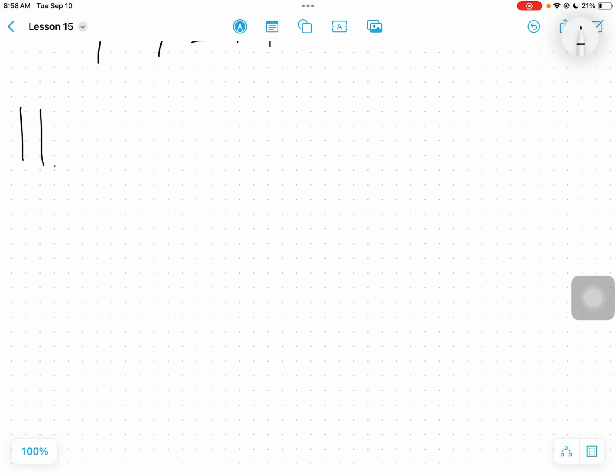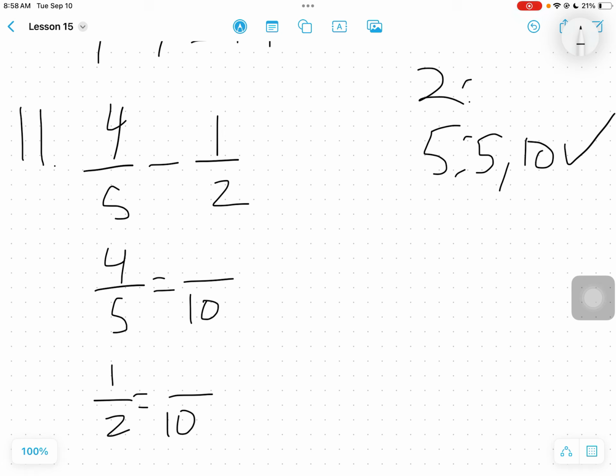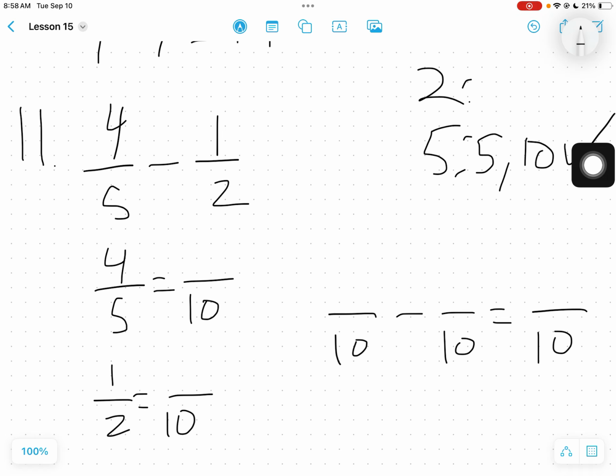11. 4/5 minus 1/2. Well, we can't do that, so we need a common factor. So we'll start with the biggest number, 5. 2 doesn't go into 5. 10. 2 does go into 10. So we need to turn both fractions into fractions with a denominator of 10. Once you have done that, rewrite your fractions, and then simplify by subtracting, and then simplifying from there if possible.